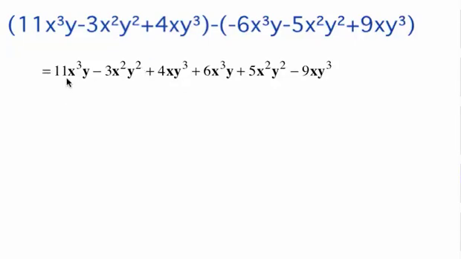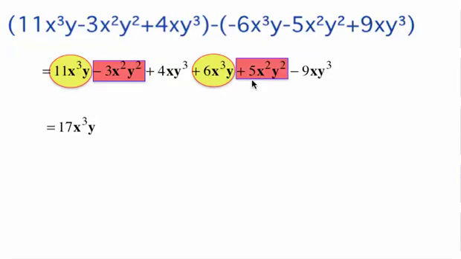So I'm going to add all the x to the 3y's together. Okay, so here's one and there's another one. We add them together. I have 11 of these ones plus 6 over here. That makes, what is that, 17? So we have 17x to the 3y. Then I have my x squared y squareds, and more x squared y squared. So I have negative 3 plus 5. That makes positive 2. Okay, so I have positive 2x squared y squared.